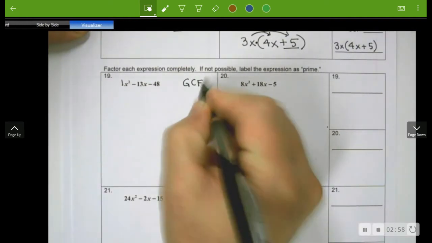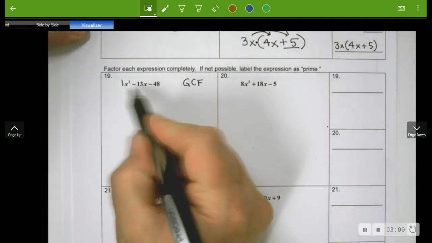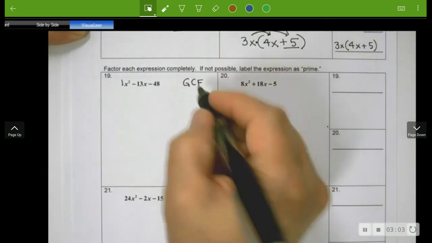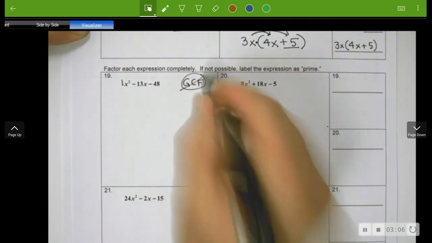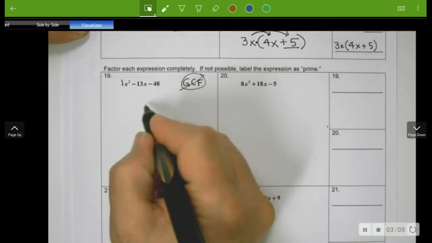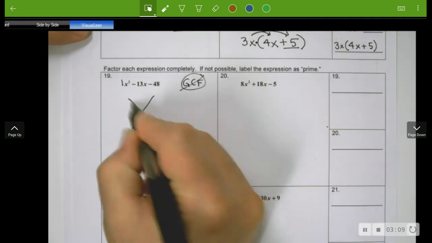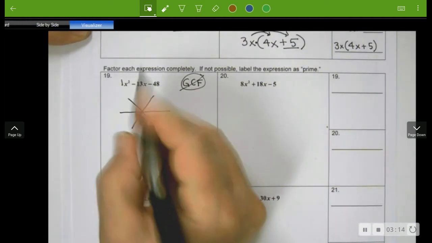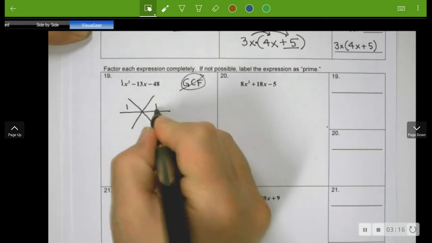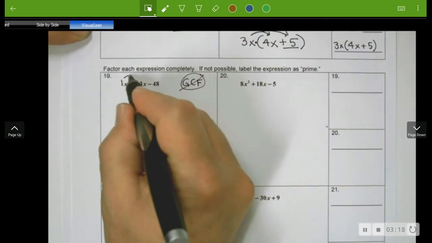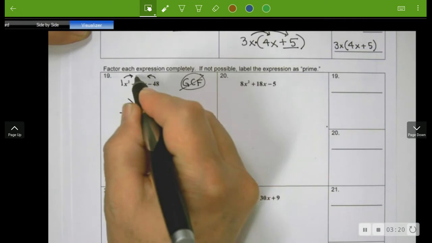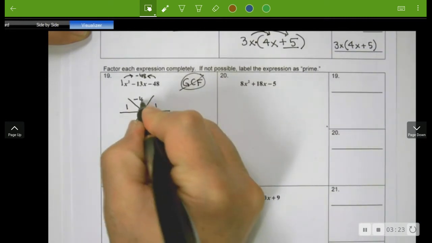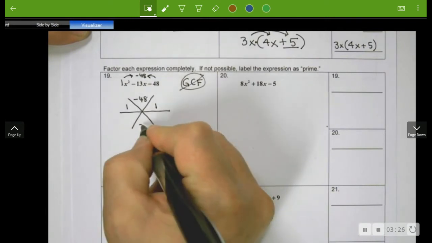Now, there is no number that divides into 1, 13, and 48 other than 1, which is never helpful. So there's no GCF. So then we switch methods. We're going to try and do the star method here. The leading coefficient goes on the wings, and you multiply the ends. Put that in the top slot, and the negative 13 goes underneath.